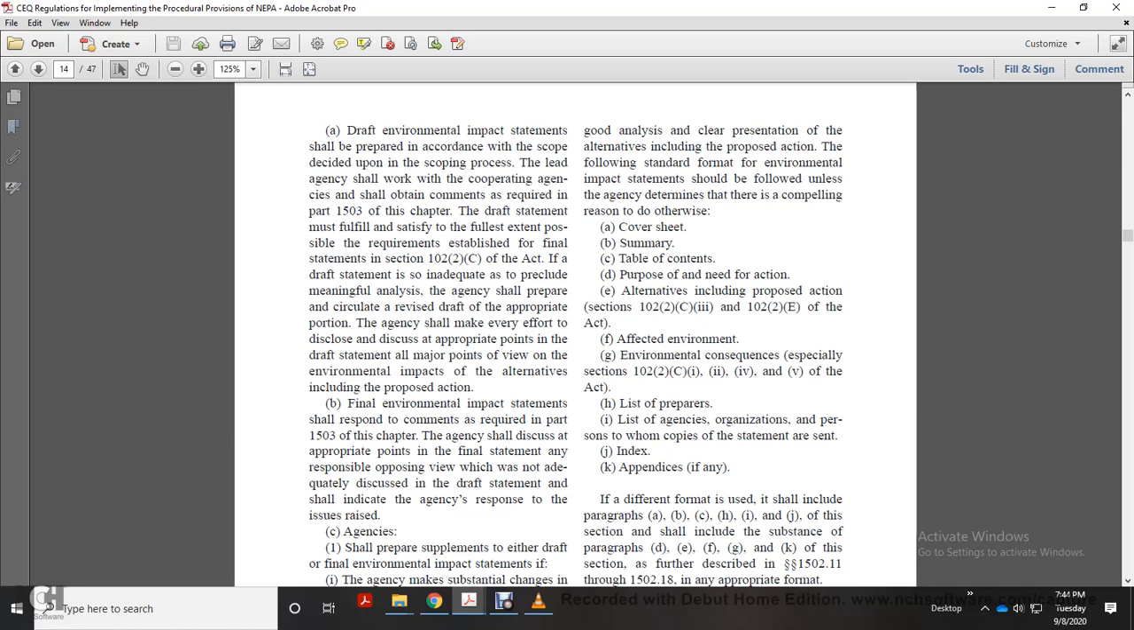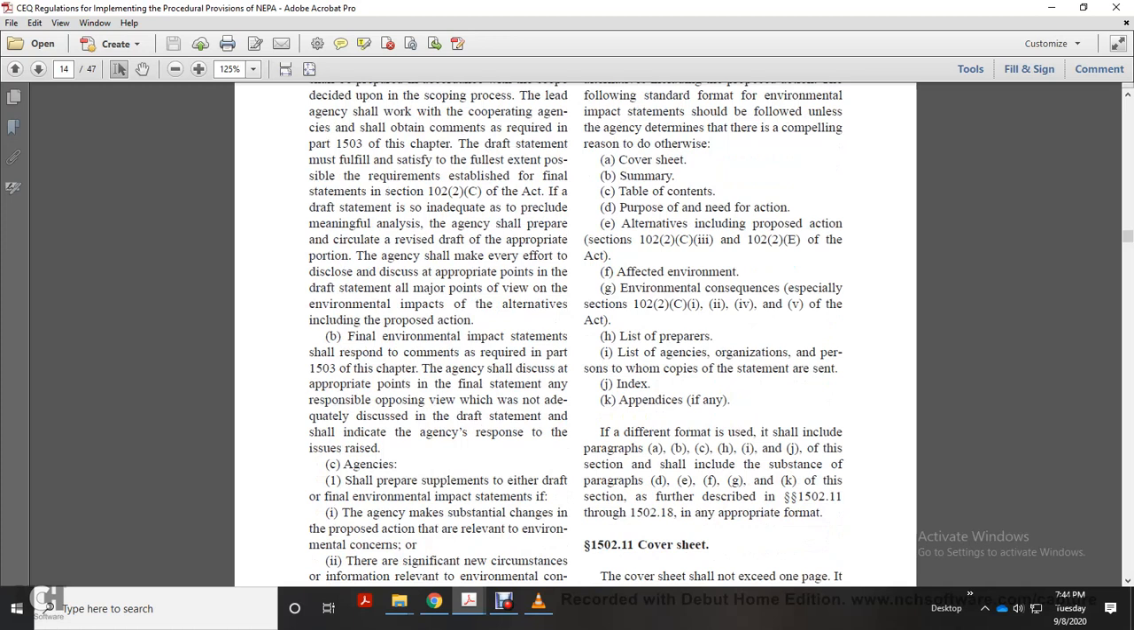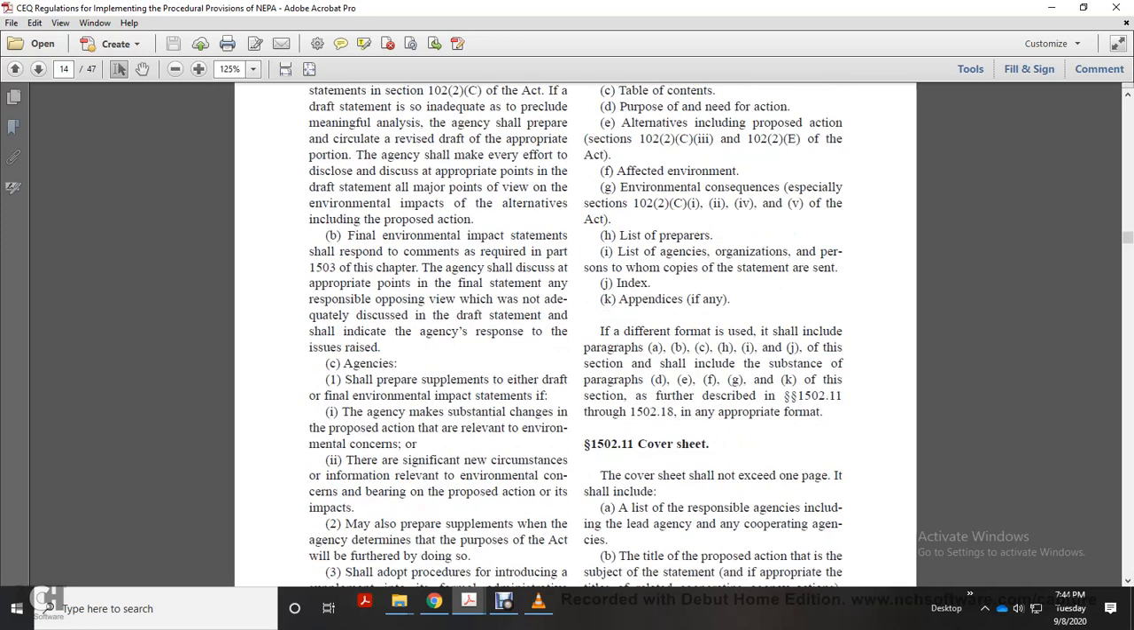If a different format is used, it shall include paragraphs A, B, C, H, I, and J, and shall include the substance of paragraphs D, E, F, G, and K. Each section is further described in 1502.11 through 1502.18, in any appropriate form.